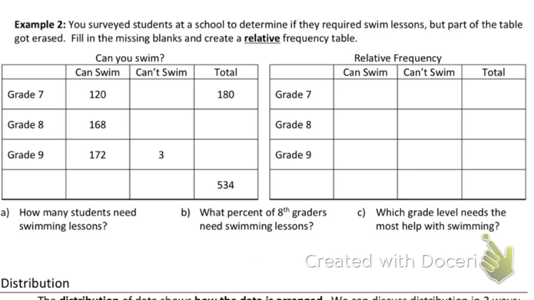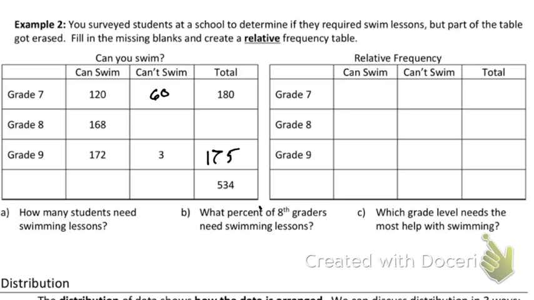All right, what would probably be the first number I would look for to fill in? Grade 7 can't swim. What would that value be? 60. It'd be 60. Because I need 120 plus something equals 180. What's the next one I could probably fill in? The total for grade 9 is 175. Yep. We would just add all those up.